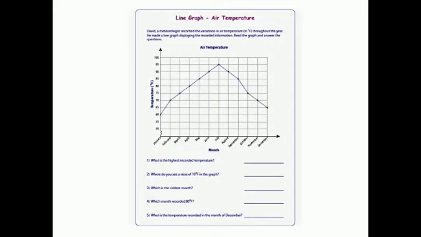Okay, you can see one question here. It's a line graph about air temperature. The graph is there, and someone has marked the points. There are 5 questions. You have to read the question and answer from the graph. What is the highest recorded temperature? You can see the peak temperature is 95.